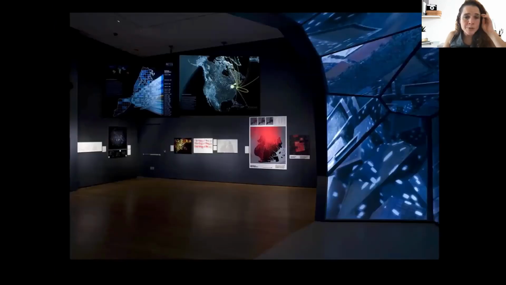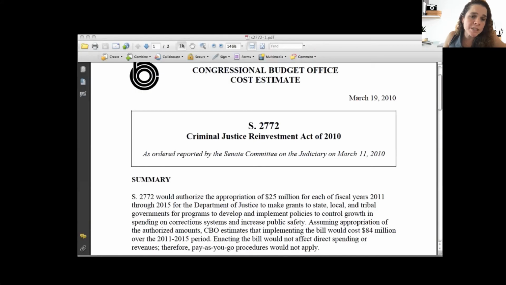The maps were seen here at the Architecture League and then included in an exhibition in MoMA, the Museum of Modern Art in New York. And you can see this in the back. The reason I mention this is because these maps were seen by a congressman who then asked to use both our data and maps and research to advocate for the Criminal Justice Reinvestment Act of 2010, which allocated close to $25 million for reentry programming.